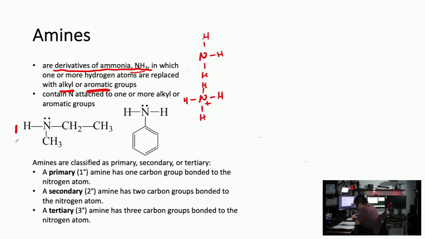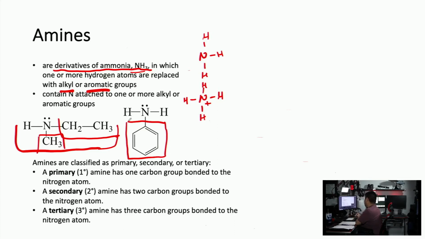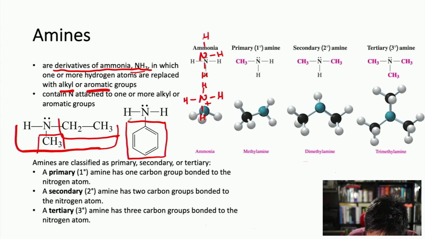So here we have an amine where there's an ethyl and a methyl group attached, right, to the original nitrogen. And here we have an amine where a benzene is attached, right? So amines are actually classified, just like alcohols, as either primary, secondary, or tertiary. And I'm sorry, I drew all over these pictures right here, so let me clear it real quick. There we go.